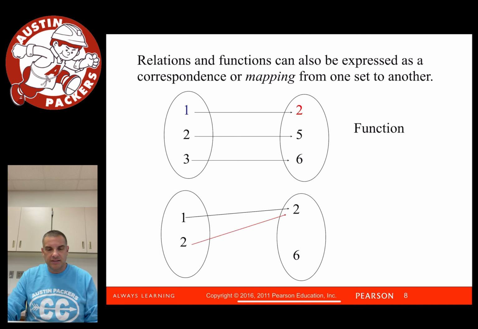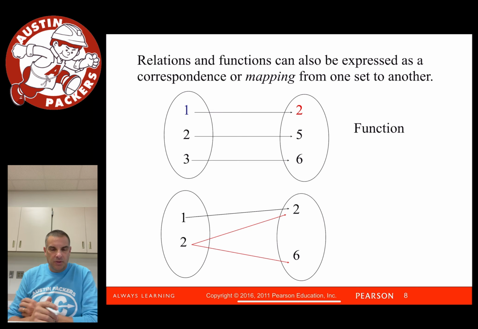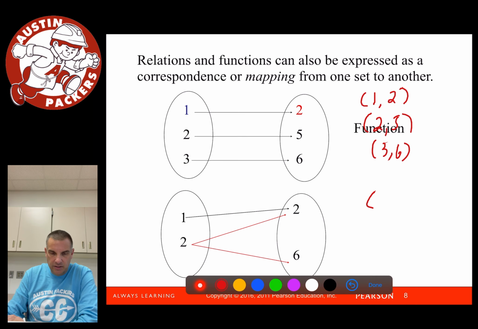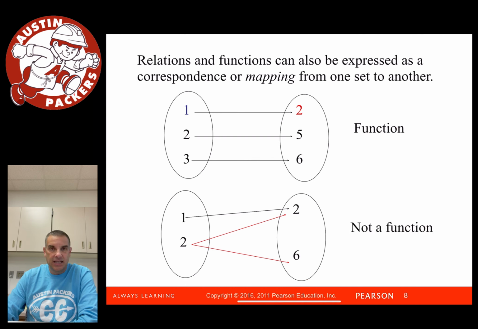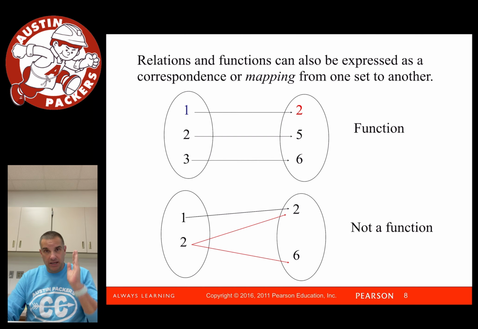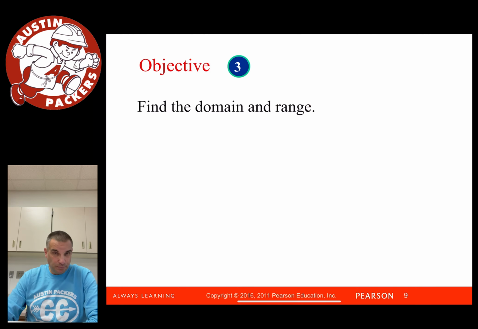In this case, notice that we have the ordered pair (1, 2), but then we also have the ordered pairs (2, 2) and (2, 6). So 2 goes to two different spots. Since 2 goes to two different spots, then this is not a function, because my input 2 goes to two different outputs, both 2 and 6. So that is an example of something that is not a function.